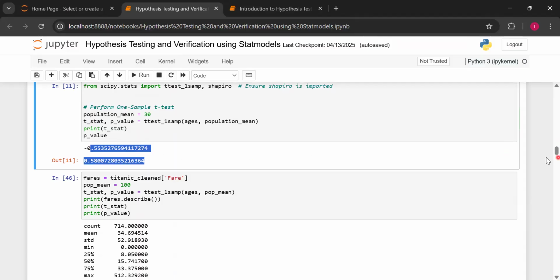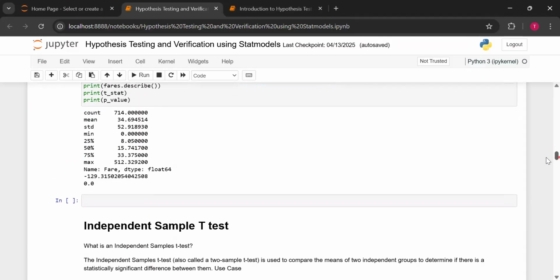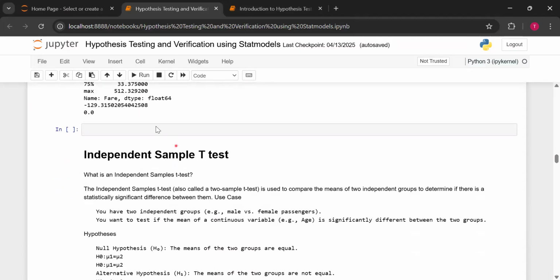In a similar vein, we can do the independent sample t-test. Let's take a short break. Okay, we can continue.